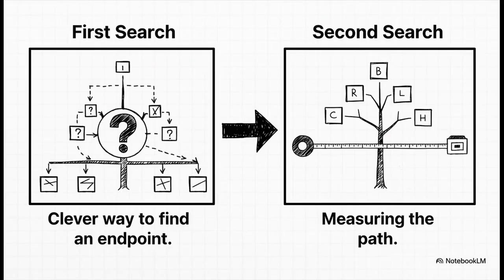And that's really the whole secret. That first DFS isn't just a lucky guess. It is a mathematically guaranteed way to find one of the two nodes that define the tree's longest path. Once you've got one of those endpoints, the second DFS is just a simple matter of measuring how far it is to the other one.